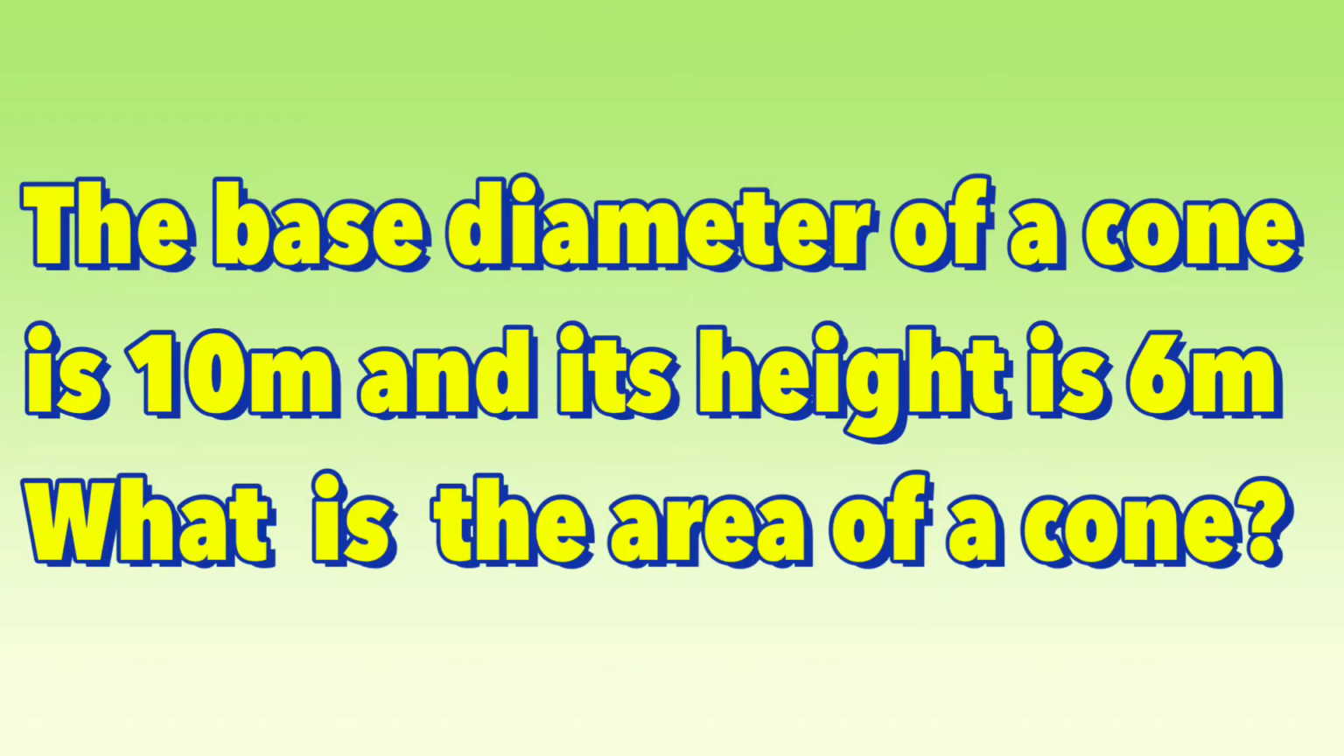Okay, next, the second problem. I want to read first the problem. The base diameter of a cone is 10 meters and its height is 6 meters. What is the volume of the cone? Our solution, first, of course, we have to follow the formula of a cone. Volume equals 1/3 pi r squared times height.